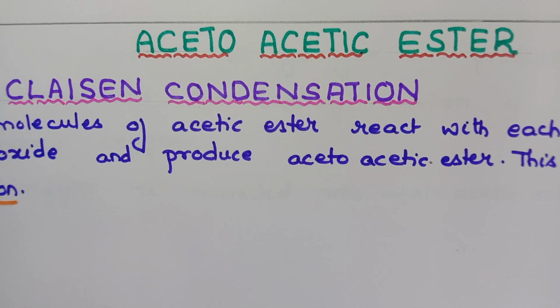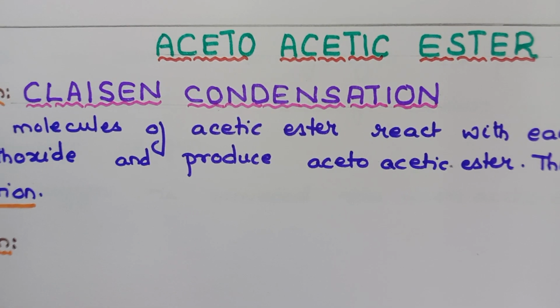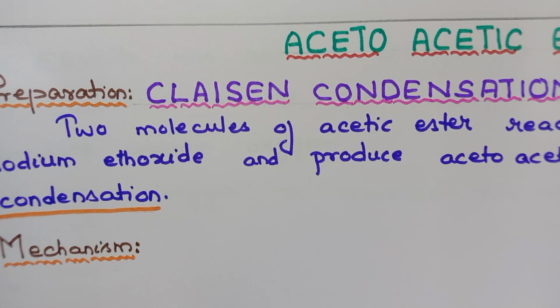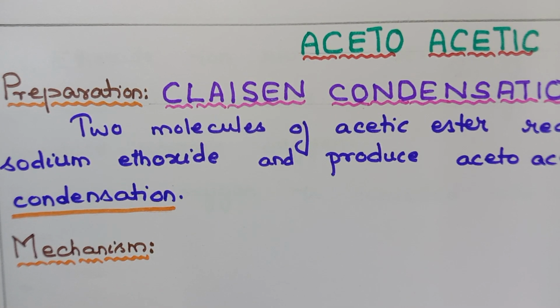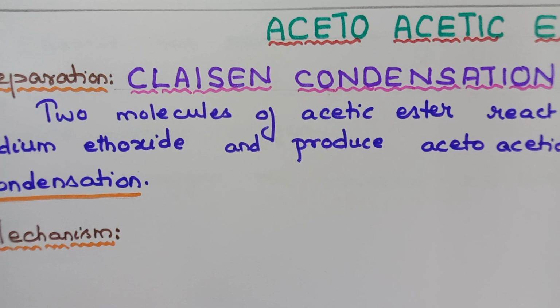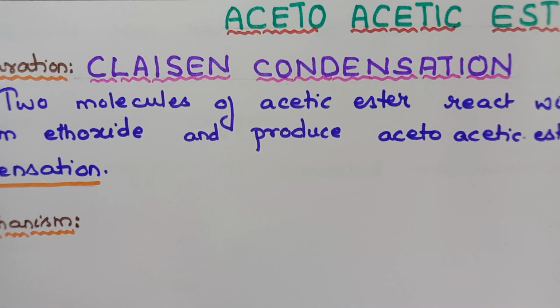Okay, so moving on to the next topic in this chapter, students: aceto acetic ester preparation. Preparation of aceto acetic ester we can find under Claisen condensation. Please take your notebooks, open your notebooks, students, and put the heading preparation of aceto acetic ester, and write down Claisen condensation. Please don't make spelling mistakes, students. Carefully write down Claisen condensation.